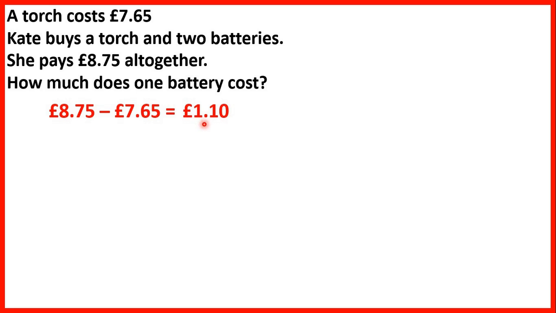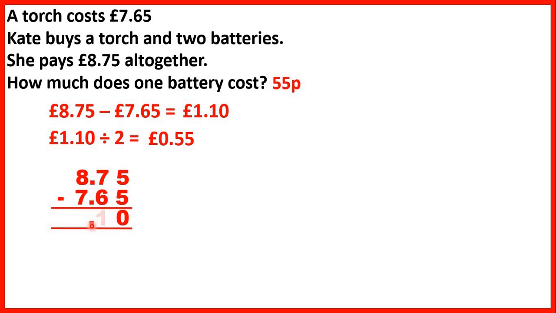So she spent £1.10 on 2 batteries, but we need to know the cost of 1 battery. So we need to divide by 2. £1.10 divided by 2 is £0.55 or 55 pence. And here we might need to use column subtraction and then short division to get our answer, but we get 55 pence.